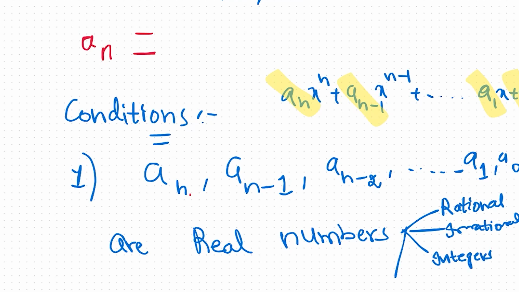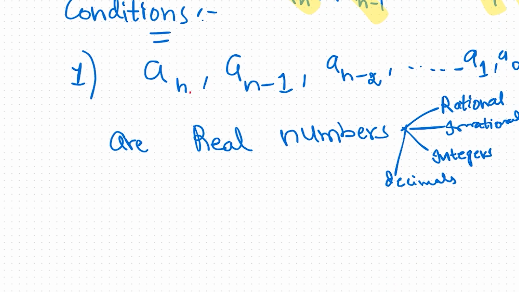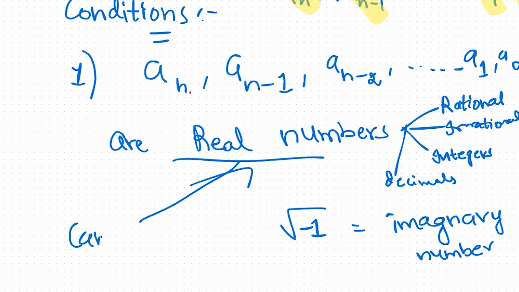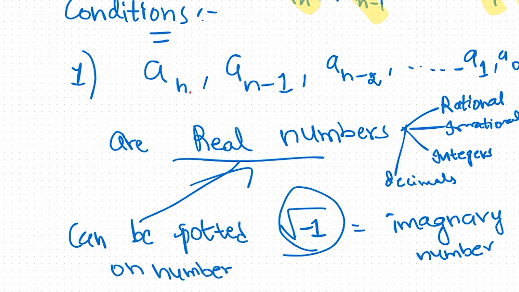Integers, decimals, fractions. What would be an example of something that's not a real number? Square root of minus 1 is an imaginary number, not real. So you cannot plot this on a number line, whereas this can be spotted on the number line, approximately at least. Square root of minus 1 is actually nothing; you cannot spot it on the real number line.